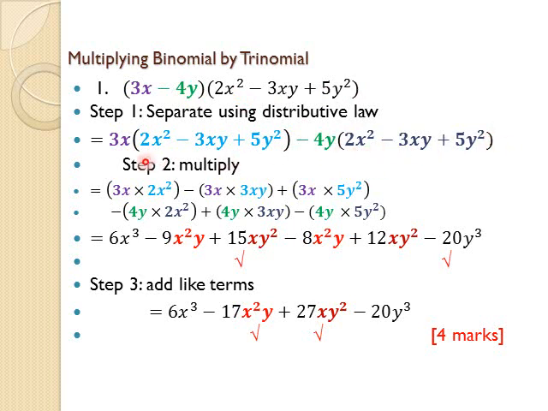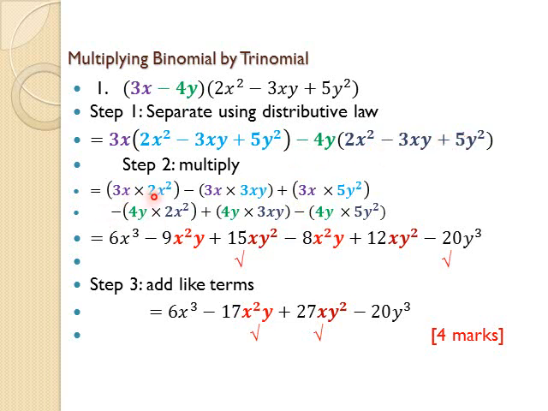So using the distributive law, 3x times 2x squared, positive times negative is negative; 3x times 3xy, positive times positive; 3x times 5y squared. The second part, negative times positive stays negative, 4y times 2x squared. Negative times negative becomes positive, 4y times 3xy, and then negative times positive becomes negative, 4y times 5y squared.